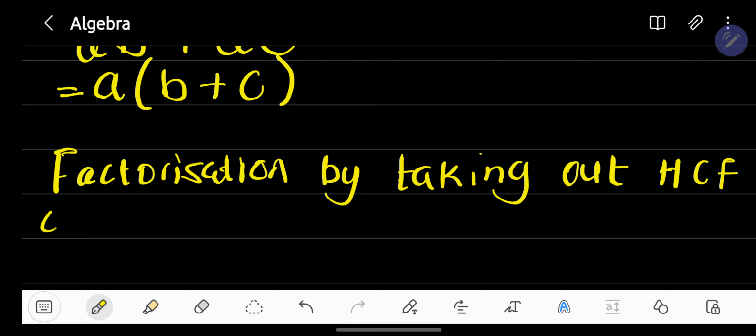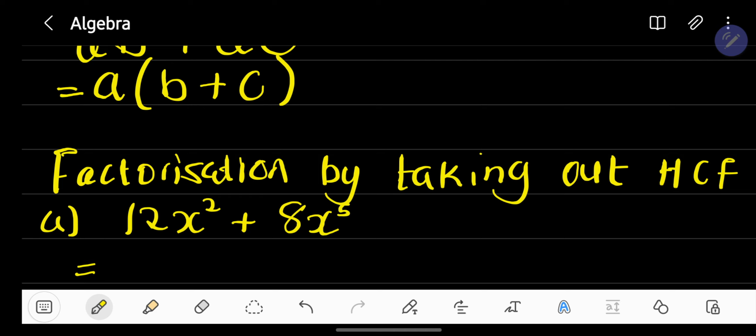Okay, so let's take an example. If we have 12x squared plus 8x to the power of 5, and we factorize this, we will have to check the highest common factor for our numbers and the highest common factor for variables. Firstly, let's start with numbers. Which is the highest number that can go into 12 and 8 without leaving any remainder? So we are looking for the highest common factor for 12 and 8.